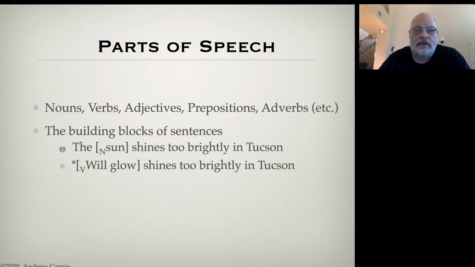We care about this because we find that some items can appear in some positions and some items can appear in others, but they don't always overlap. So for example, the sun shines too brightly in Tucson. Sun is a noun and it can appear as the subject of the sentence, whereas a verb like will glow can't appear in that position. We also call parts of speech syntactic categories because they're the categories that syntax manipulates.